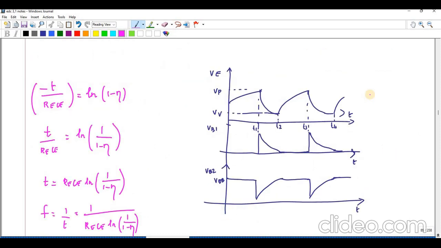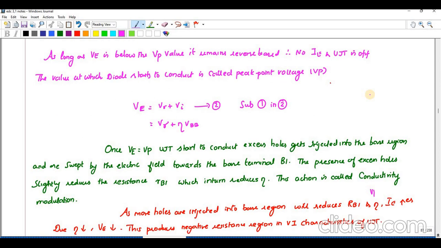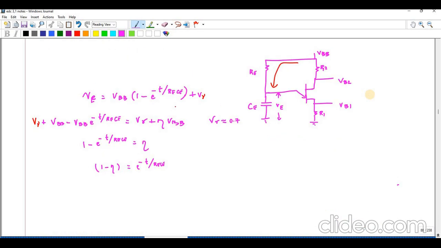So this is the working of the UJT. Let's see how this is used as an oscillator. This is also called a relaxation oscillator.